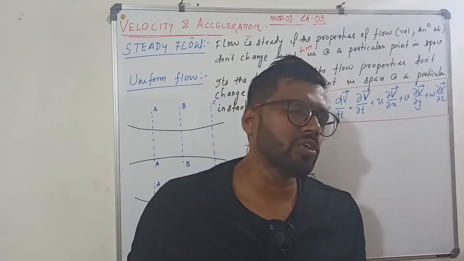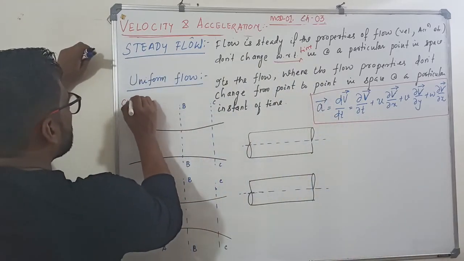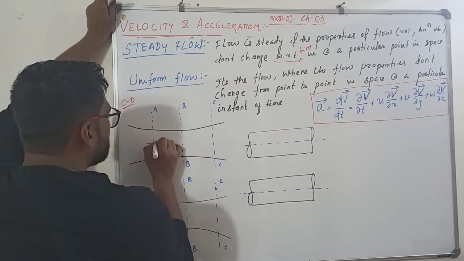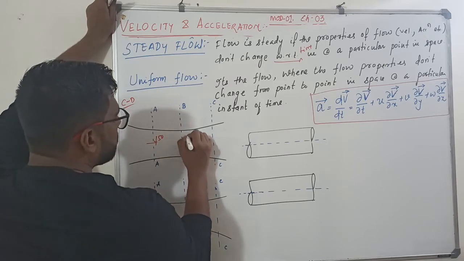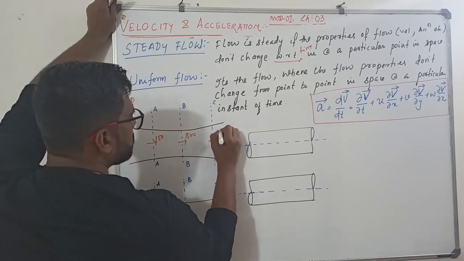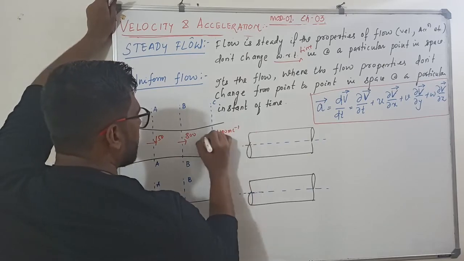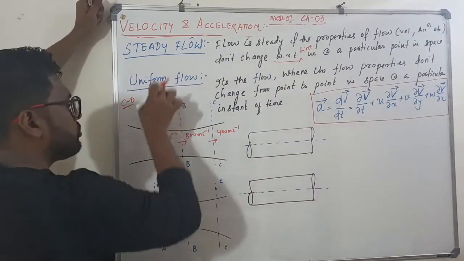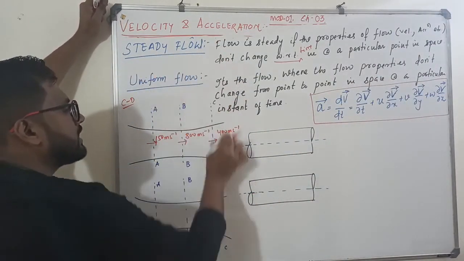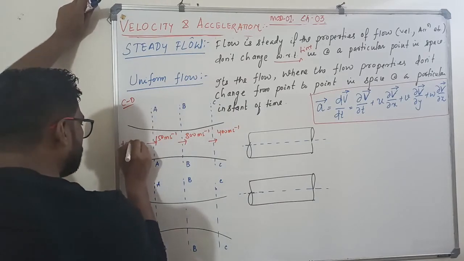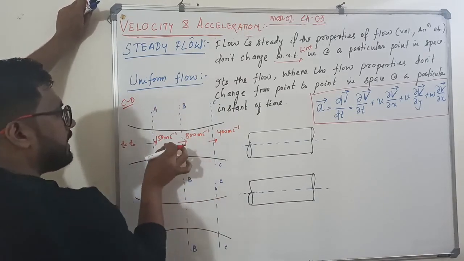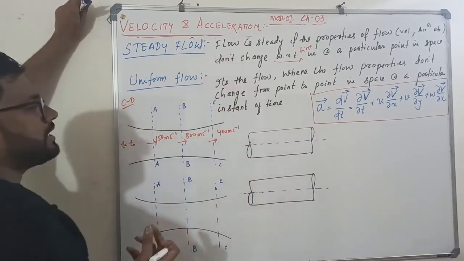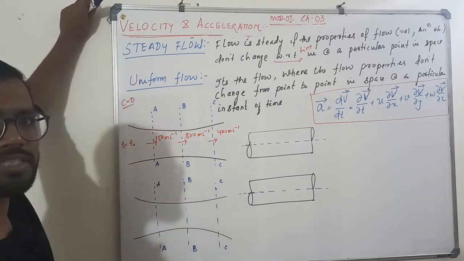Means what, sir? See, here I have taken a convergent divergent nozzle. Let us say the velocity at this point is 150 meter per second, the velocity here is 300 meter per second, and the velocity here is 400 meter per second. This is your velocity at three points in space. So I have taken 3 cross sections, AA, BB, CC. During time t equal to t0, my velocity at AA was 150 meter per second, at BB was 300 meter per second, and at CC is 400 meter per second.